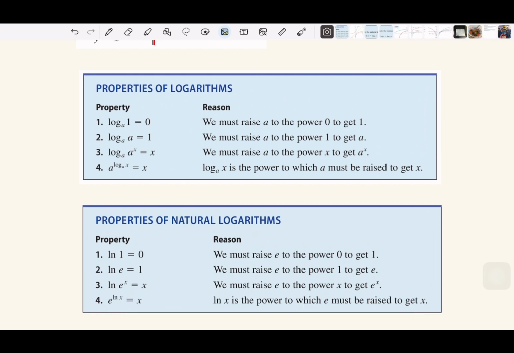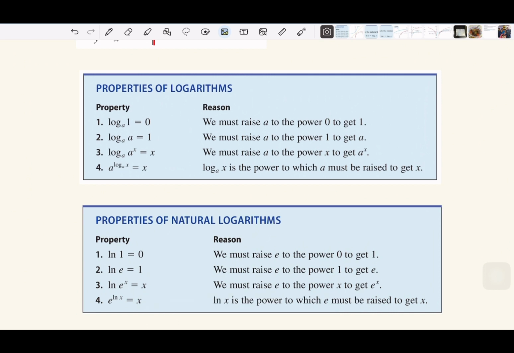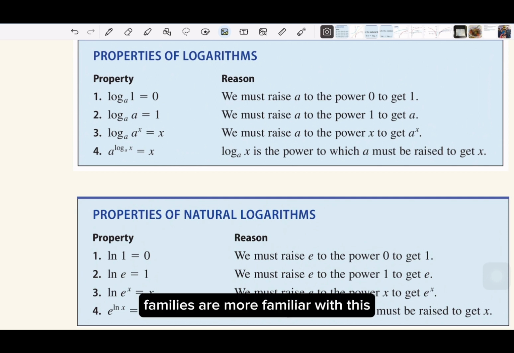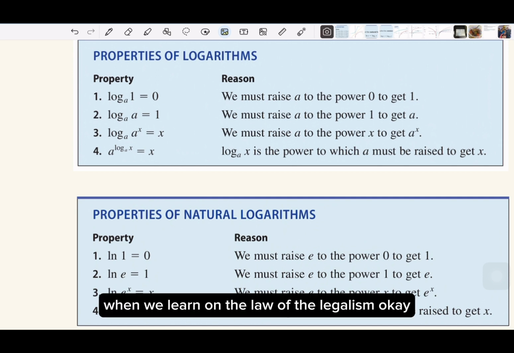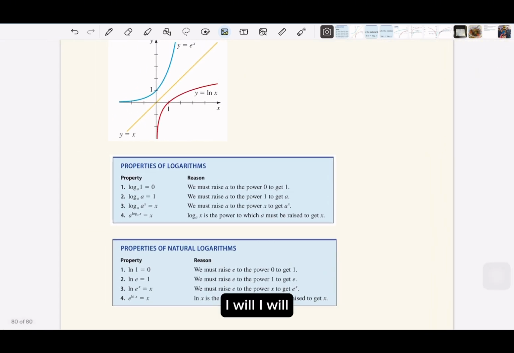So basically this comes from the inverse property and the exponent property. I think you will get more familiar with this when we learn the laws of the logarithm. I will maybe elaborate later on.